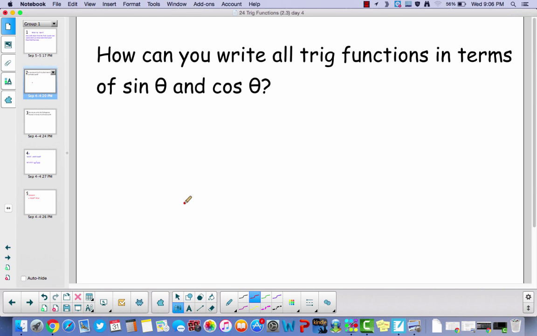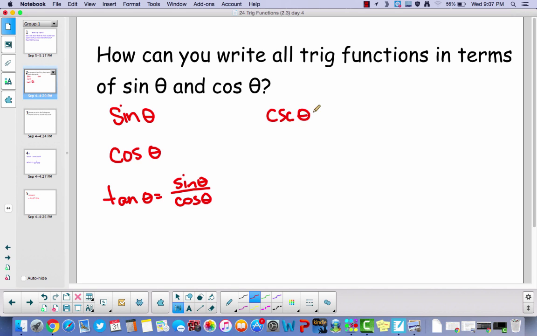Okay, so sine of theta, obviously, is in terms of itself. Cosine of theta is in terms of itself. What did we say that the tangent of theta could be written as? Right, tangent of theta is sine over cosine. Cosecant of theta is 1 over the sine of theta.